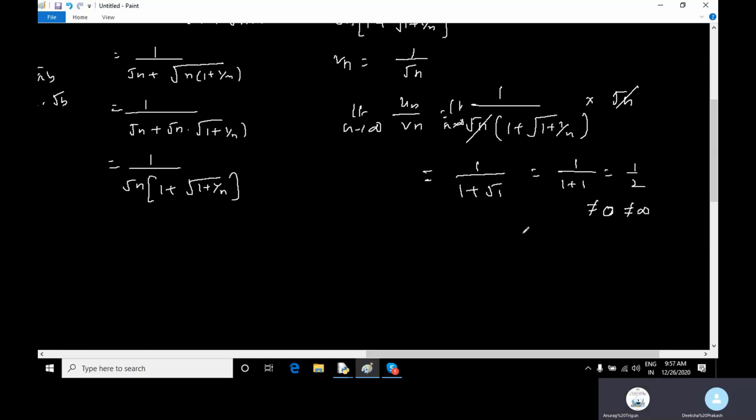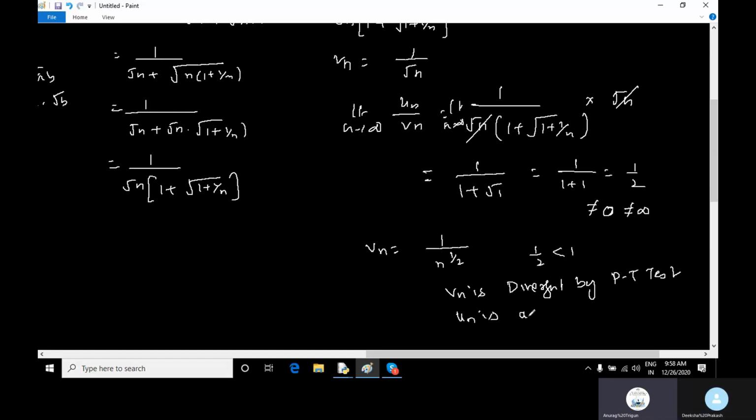So we can test Vn. V of n you have to check out. V of n is n to the power of 1 by 2, n power half. So half is less than 1. Less than 1, so V of n is actually divergent by P test. So u of n is also divergent.